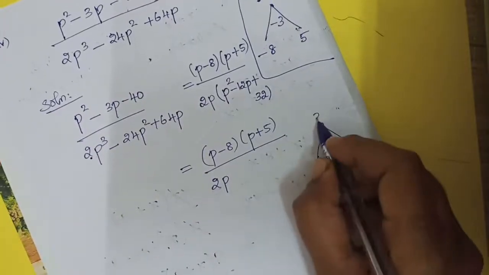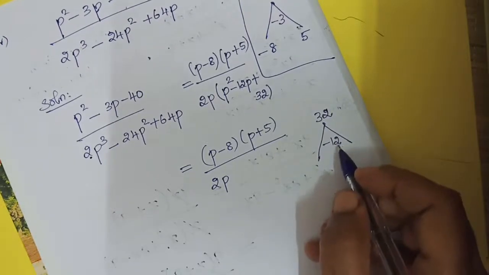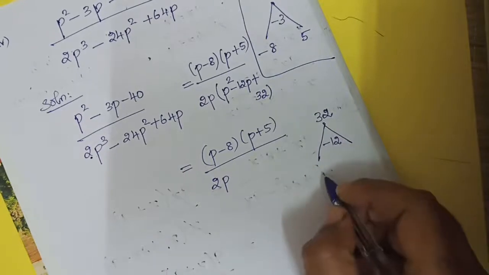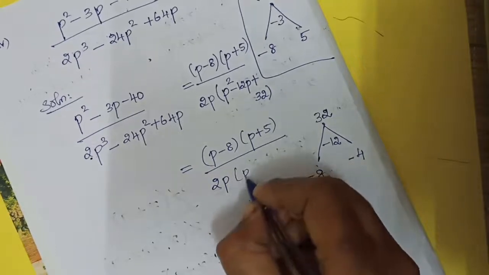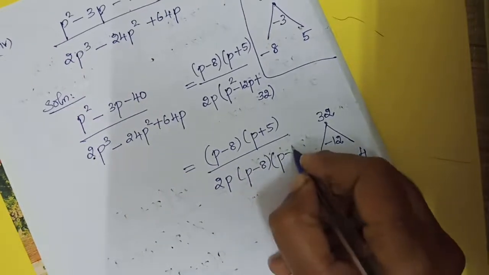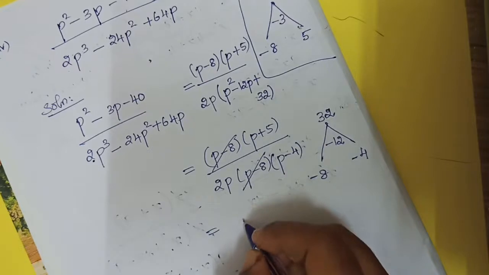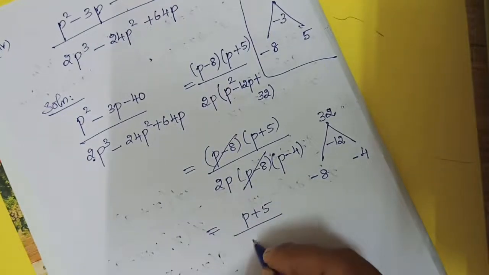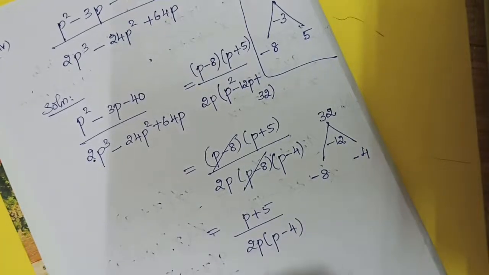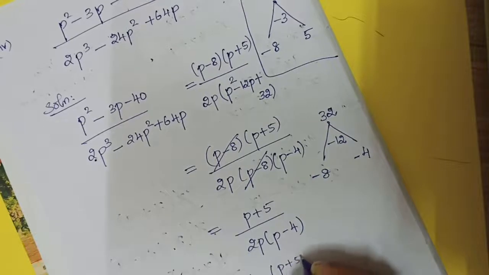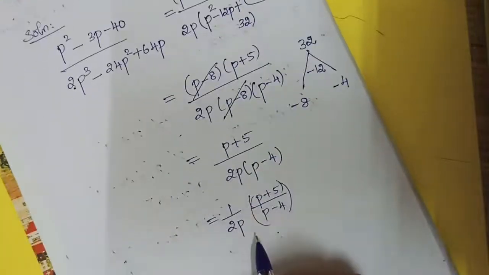We can resolve this into factors. The product is 32 and the sum is minus 12. In the 8th table it will come, no? 8 fours are 32, so minus 8 and minus 4 will be correct. So (p − 8)(p − 4), and both the terms will cancel. And what is the final answer? (p + 5)/(2p(p − 4)). That means (1/2p) × (p + 5)/(p − 4). This is also correct if you write it like this.